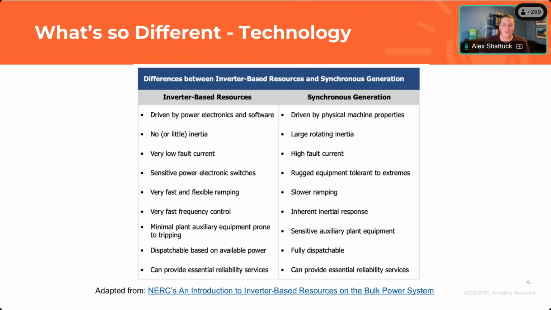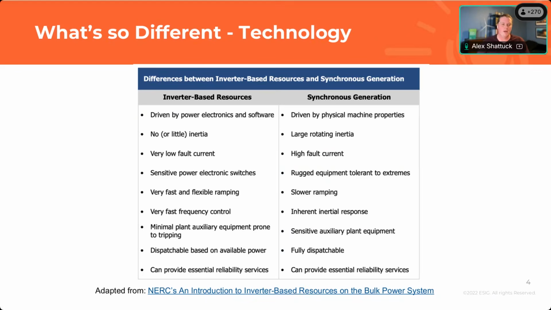Another big technology difference is that synchronous machines provide a lot of inertia and high fault current. IBRs, on the other hand, have little to no inertia, generally not very much at all, and very low fault current, which has repercussions for planning, system protection, and things like that. IBRs are also a little more sensitive to disturbances on the power system. They may read in a signal and their software code tells them to do something very extreme.